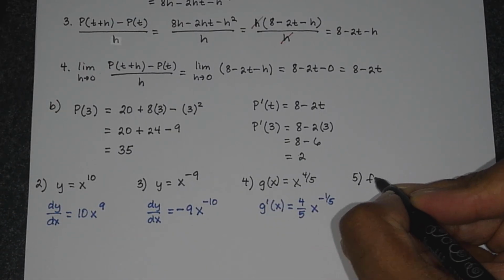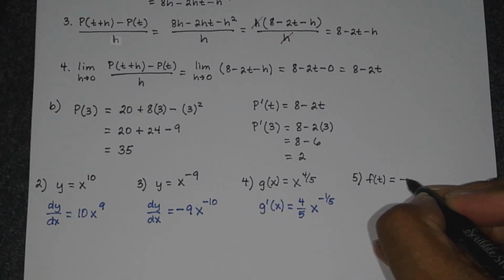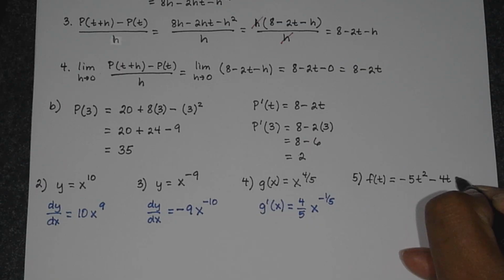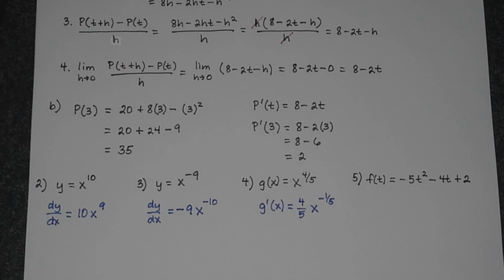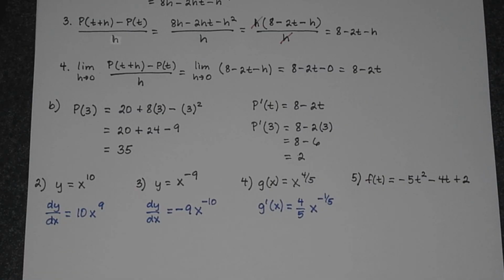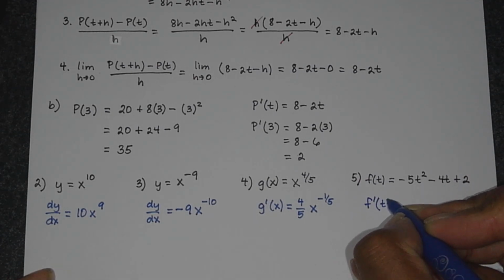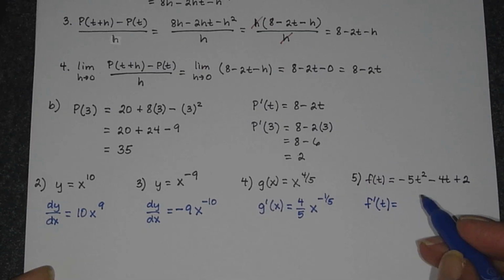Now we get f of t is equal to negative 5t squared minus 4t plus 2. f of t is negative 5t squared minus 4t plus 2. And here, let's find out what f prime of t is going to be. So what would f prime of t have to be?